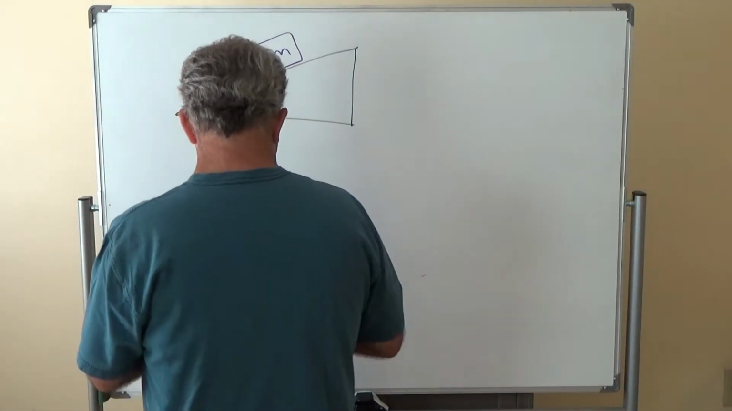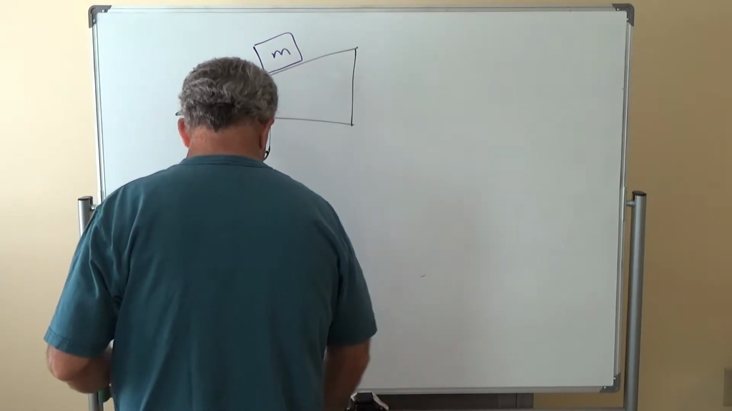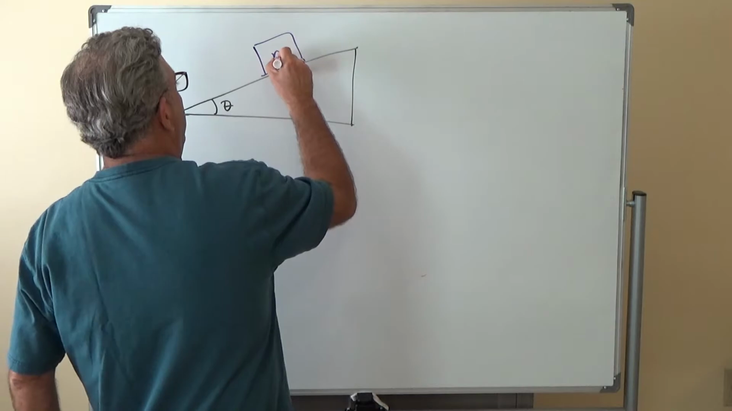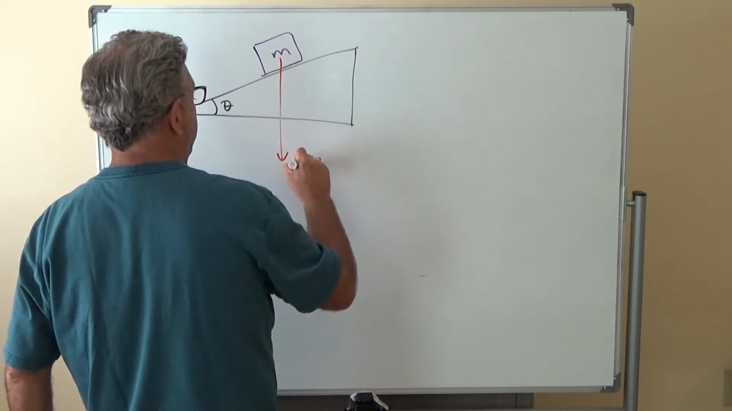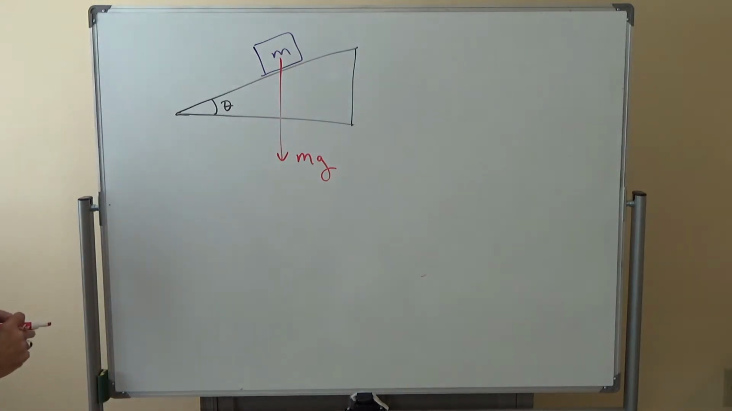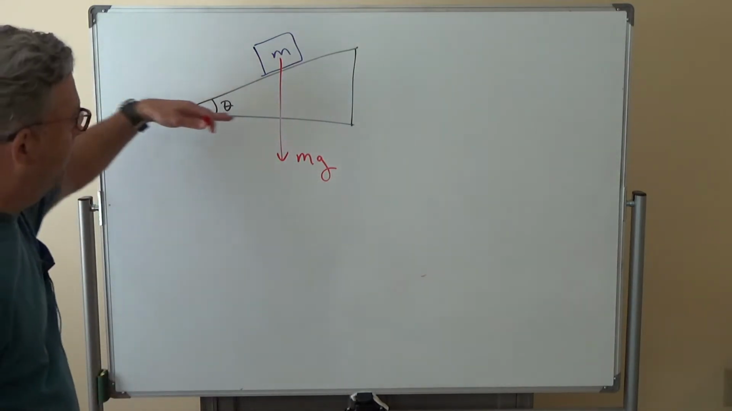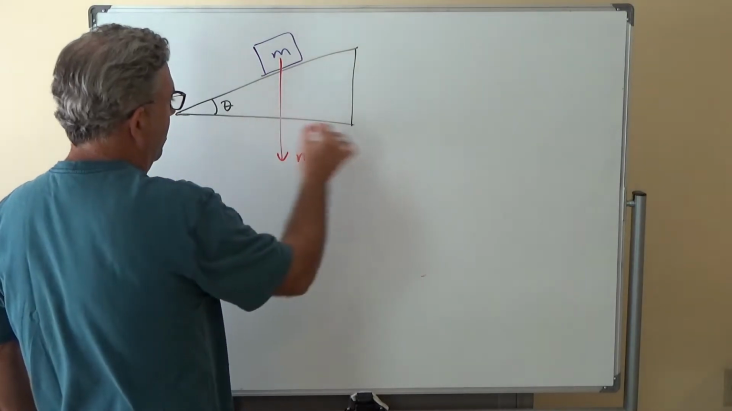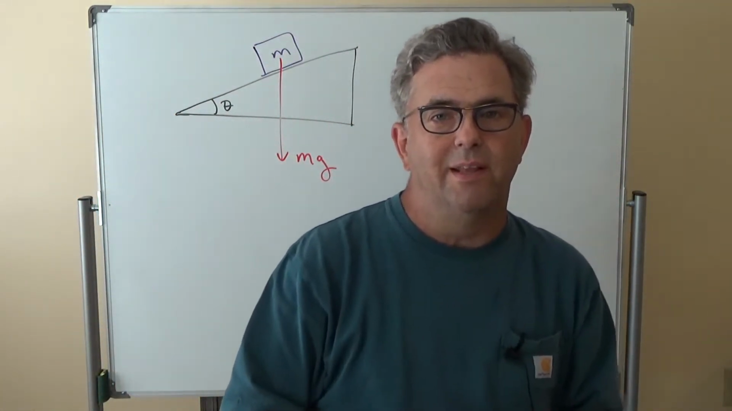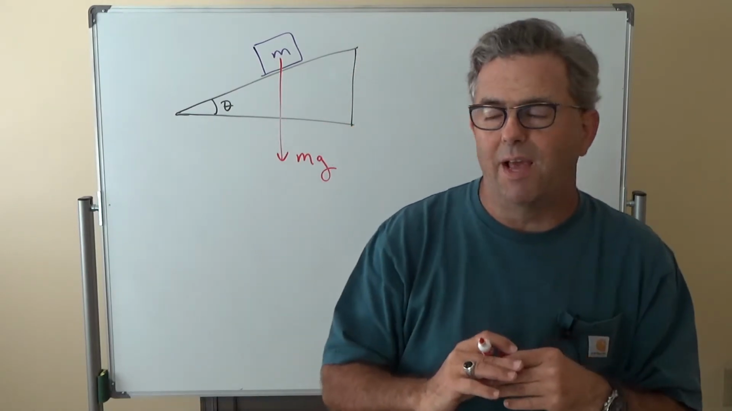Well, there is, I'll put the forces in red. We know that there is a weight, a force due to gravity, and it is down. This inclined plane is sitting on a flat surface. I know I drew it like it's floating in the air, but it's not. It's sitting on a flat surface.